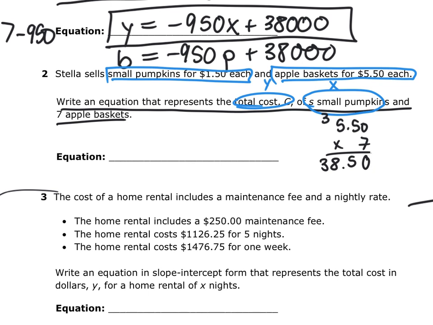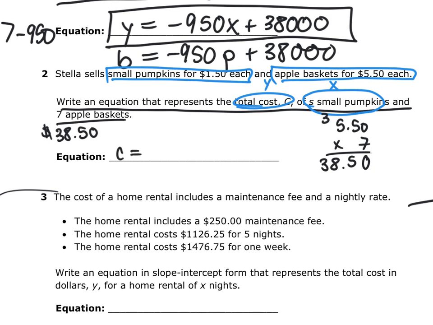So the apple baskets are $38.50. Well, that is a lot of money on apples. Okay. And then we need to figure out how to write an equation for the cost based on the number of pumpkins. We don't know how many pumpkins this person bought. So in this case, my dependent variable is C.